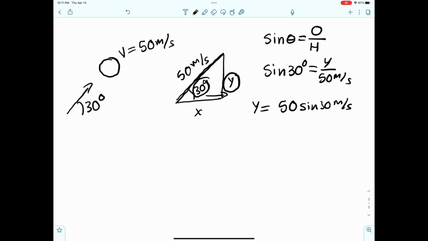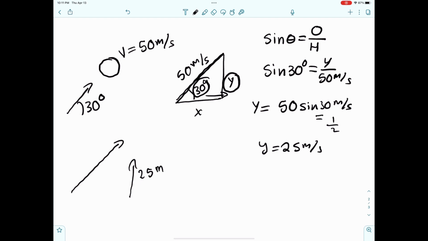Sine of 30 is equal to 1 over 2, so y equals 25 meters per second. So while our object does have a velocity of 50 meters per second this way, it's moving up at a velocity of 25 meters per second.